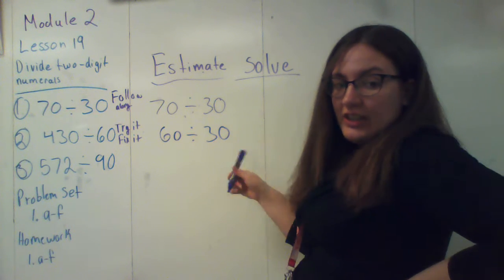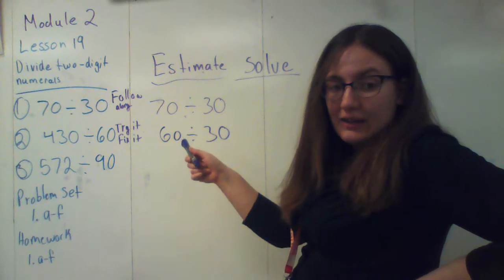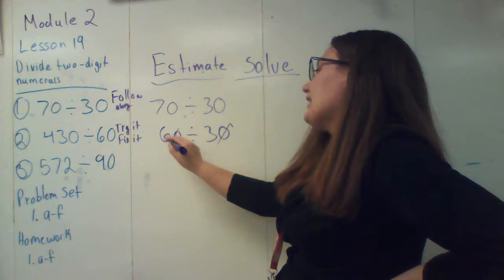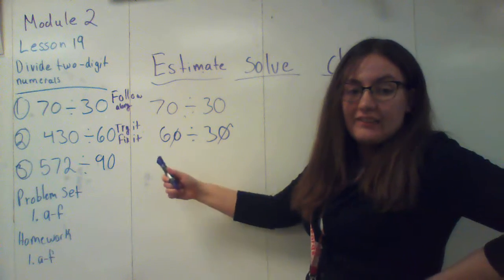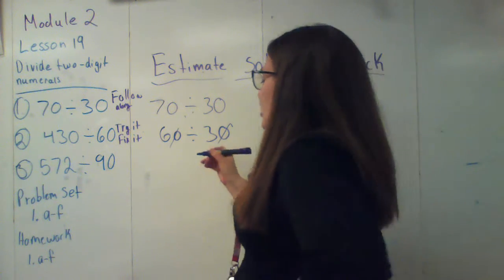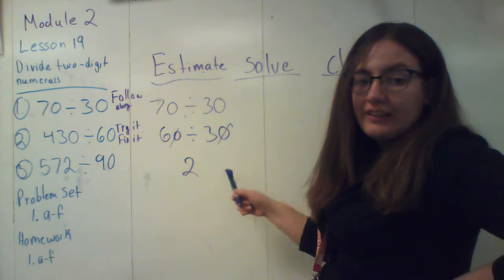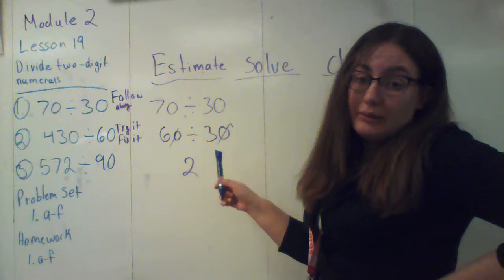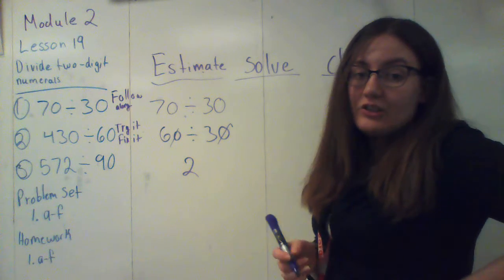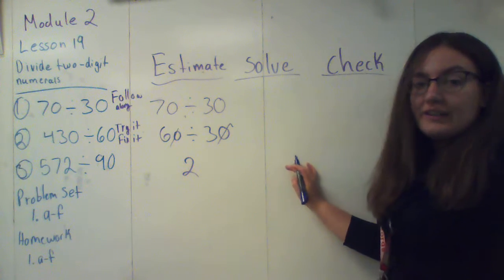In this situation, since I have a 0 on this side and a 0 on this side, I can go ahead and cross that off. And then I just have 6 divided by 3 left, which is 2. So I know that whenever I do my standard algorithm, my answer should be close to the number 2. So let's go ahead and set up our standard algorithm.